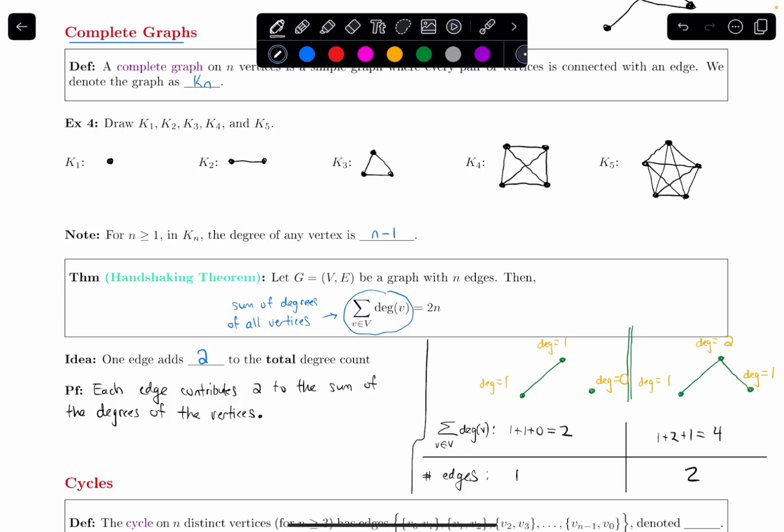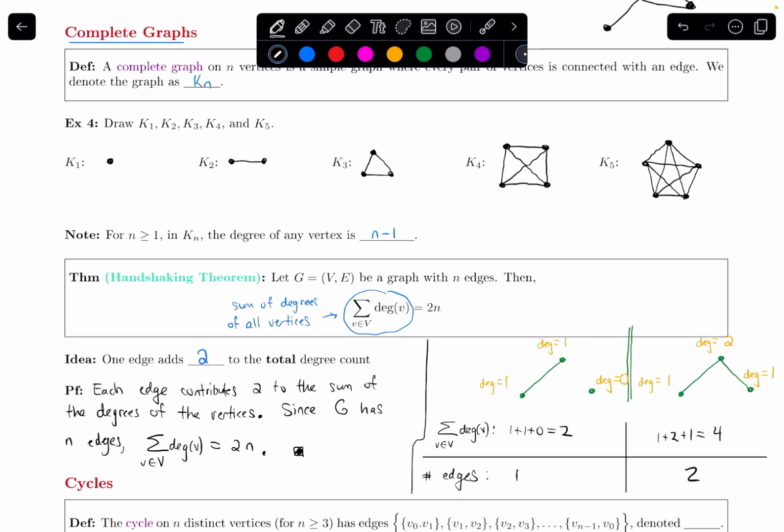And then all I need to know is, how many total edges are there? I'm given that there are n. So since my graph G has n edges, the sum of all the degrees, this is my notation for the sum of all the degrees, is just going to be equal to the number of edges, n, multiplied by 2. Because each time you draw an edge, it adds 2 to the total degree count. But that's exactly what we wanted to show. And that completes the proof.